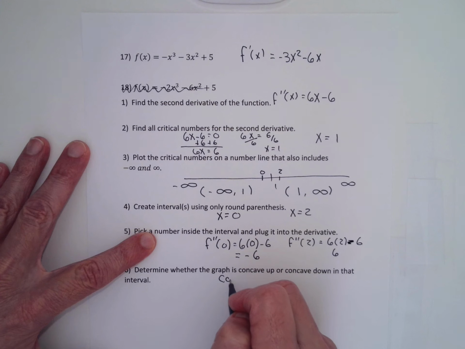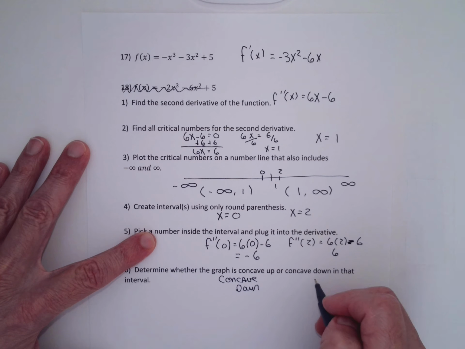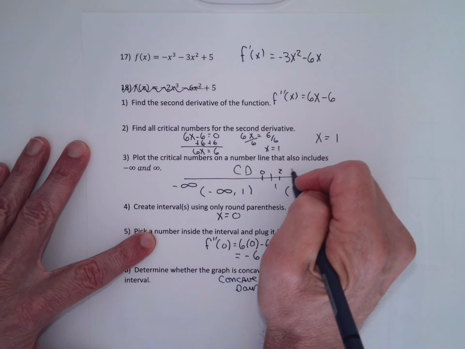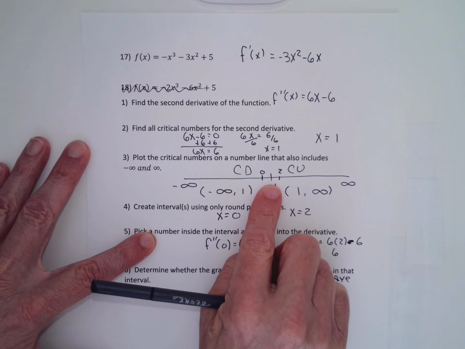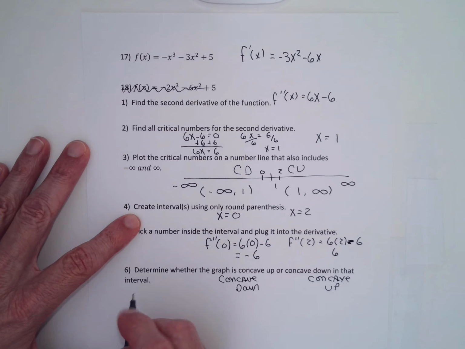Anytime I get a negative result, the graph is concave down in that interval. And anytime I get a positive result, the graph is concave up in that interval. So the first interval is concave down, the second interval, the graph is concave up. The graph changes concavity, and 1 is not an asymptote, so that's going to be the x-coordinate of an inflection point. So for part A of 17, the graph is concave up in the interval from 1 to infinity.